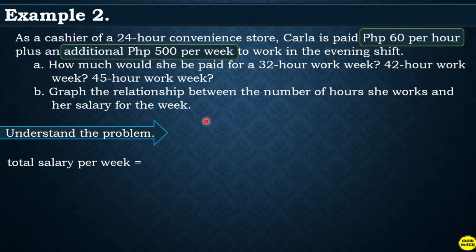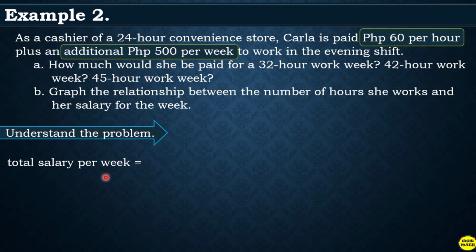So, ang unang gagawin, magkano ang salary niya? Okay. So, ang first question is, how much would she be paid for a 32-hour work week, 42-hour work week, or 45-hour work week? So, pwede kasing iba-iba ang bilang ng oras ng duty niya sa isang linggo. So, baka 32 hours lang siya, 42 hours, and 45 hours. So, ito ang aalamin natin. Plus, yung 500 pesos per week niya na additional.